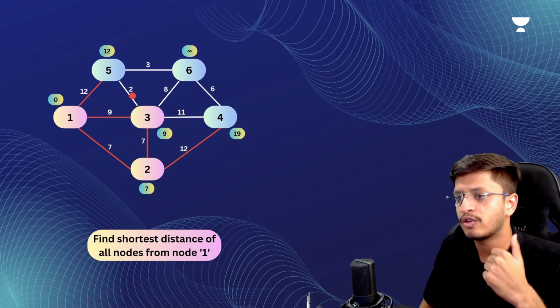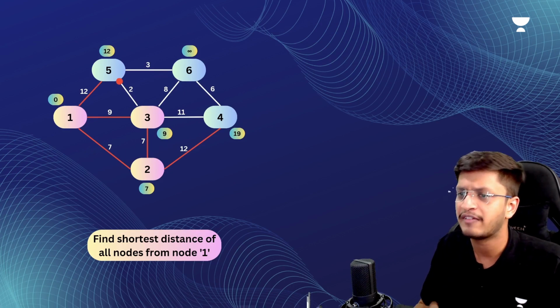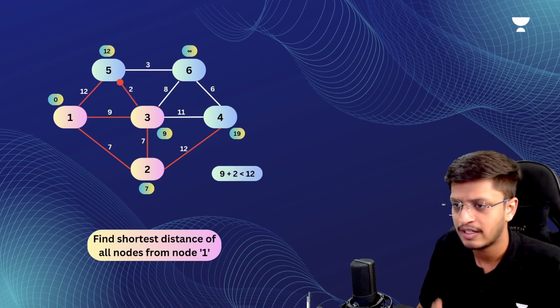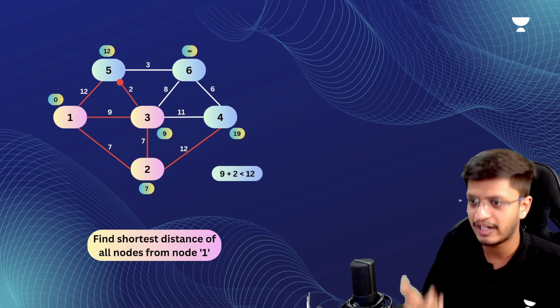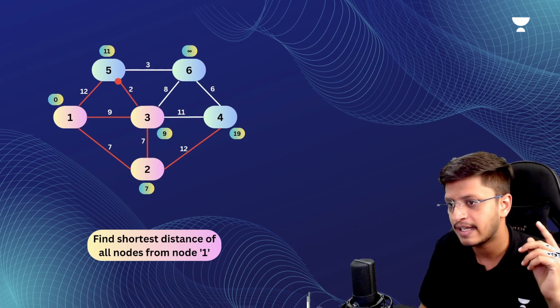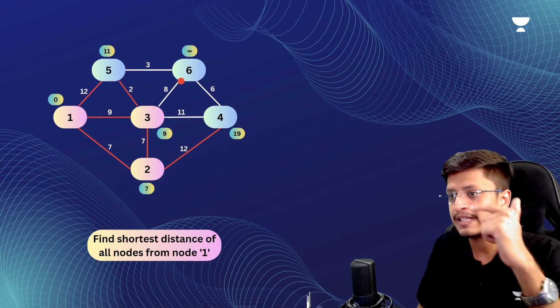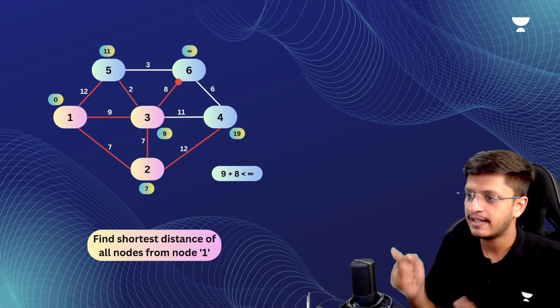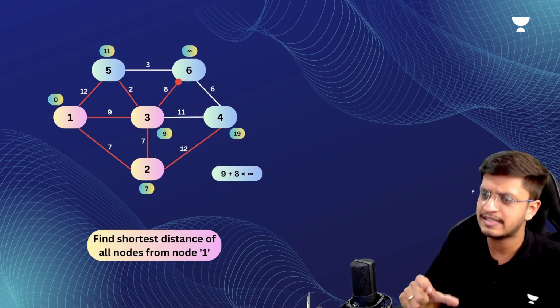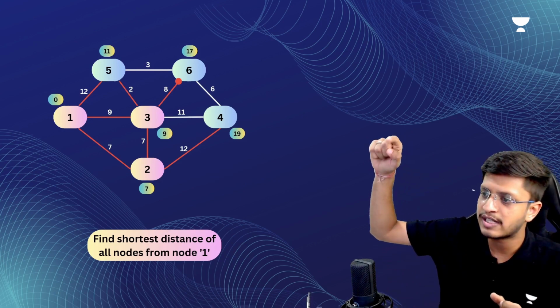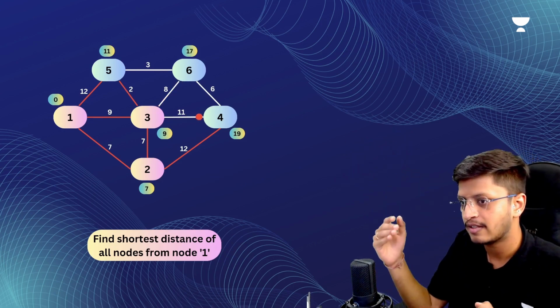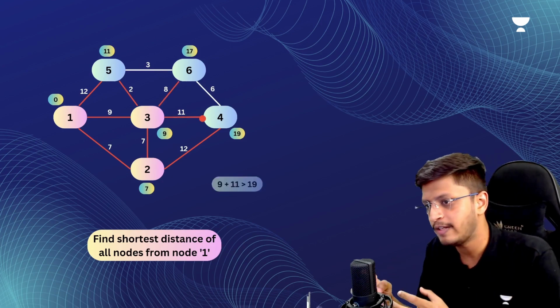So we do the same process. From 3 we will go to 5, 6 and 4, and we will see whether we can relax the edges or not. 9 plus 2 is less than 12, so we will relax it. We will make the distance 11. Similarly, again from 3 we will go to 6. 9 plus 8, 17 is less than infinity, so we will relax this edge and we will mark the distance to 6 as 17.